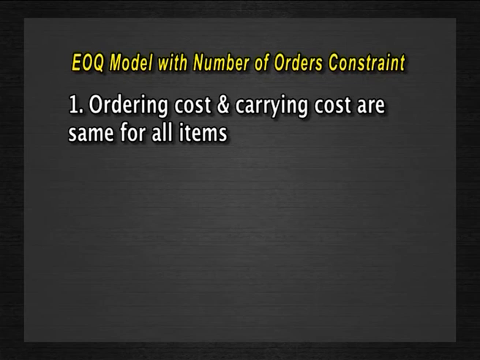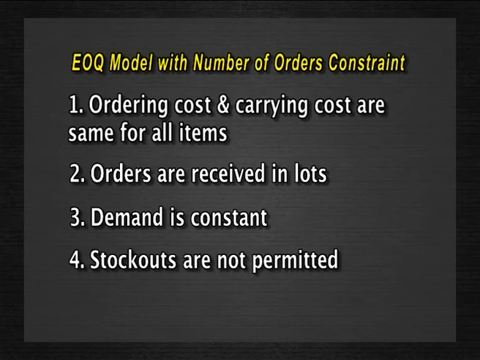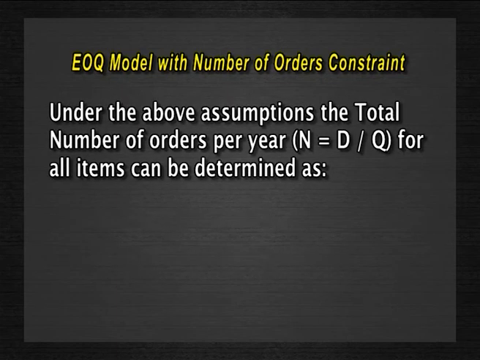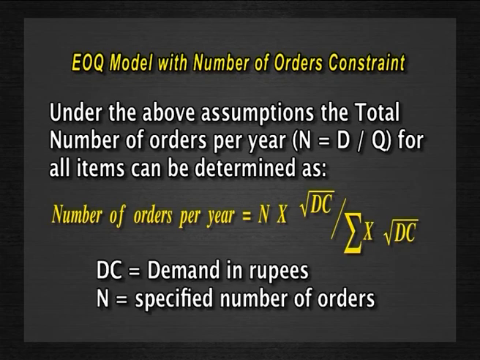Ordering cost and carrying cost are the same for all items. Orders are received in lots. Demand is constant and stockouts are not permitted. Under the above assumptions, the total number of orders per year, that is N equal to D by Q for all items, can be determined as number of orders per year equal to N into square root of DC divided by sigma of square root of DC, where DC is equal to demand in rupees and N is equal to the specified number of orders.